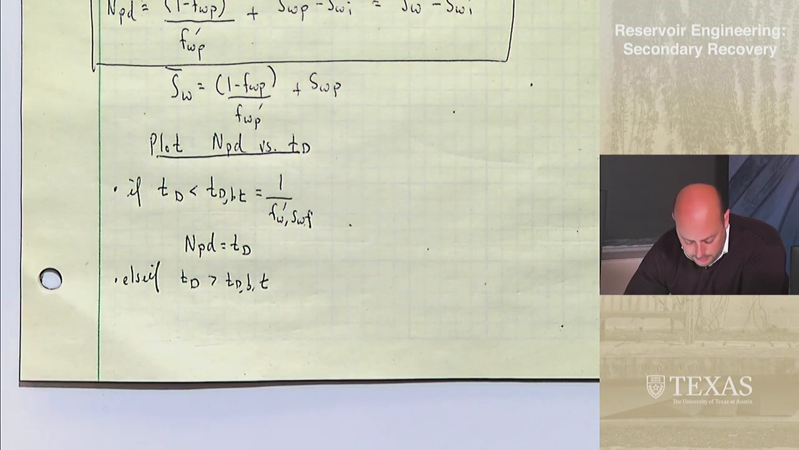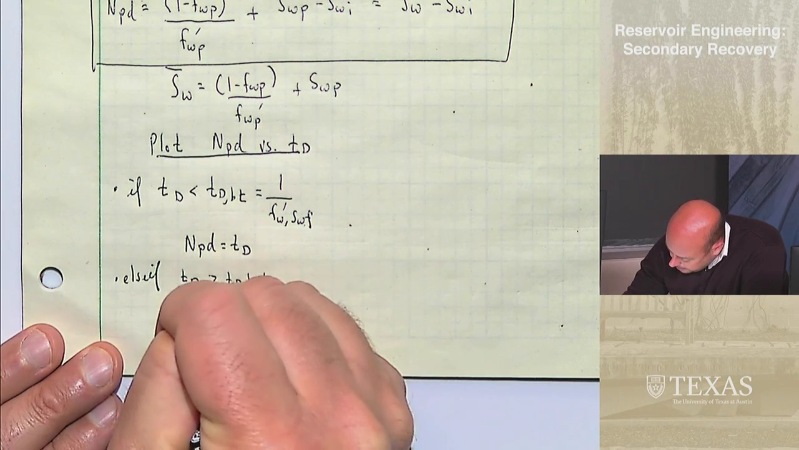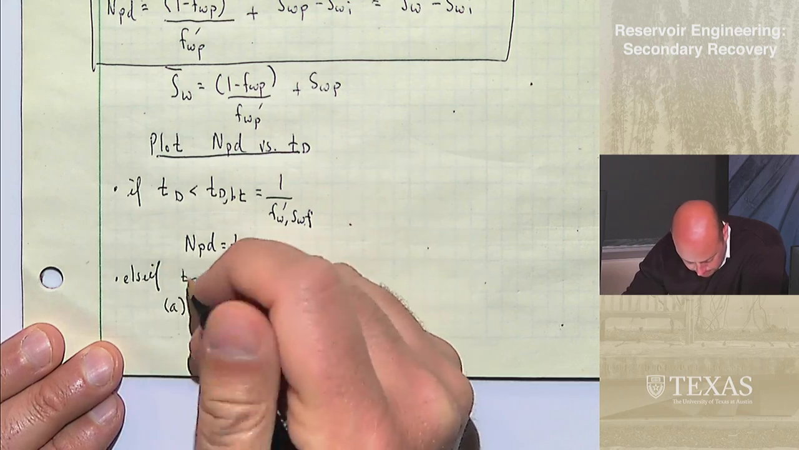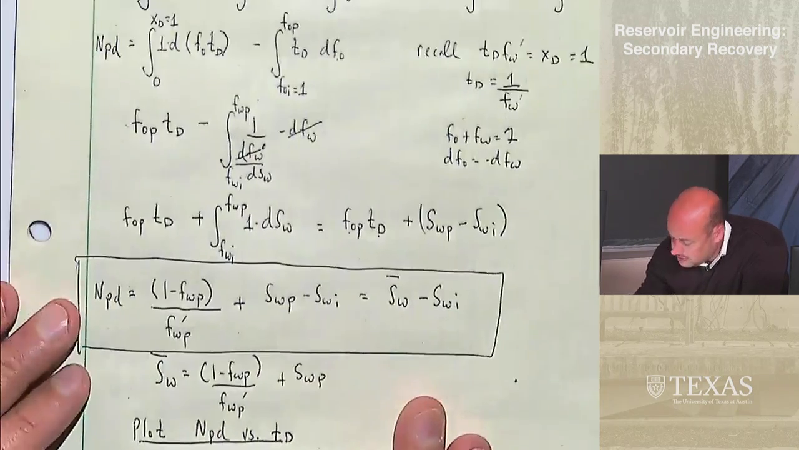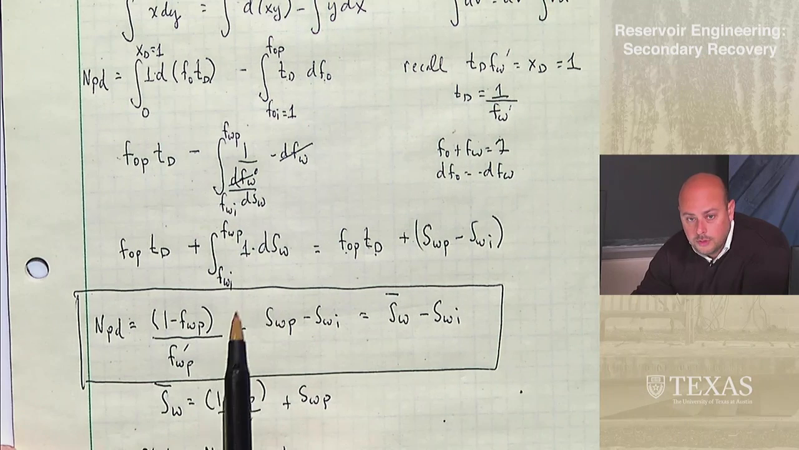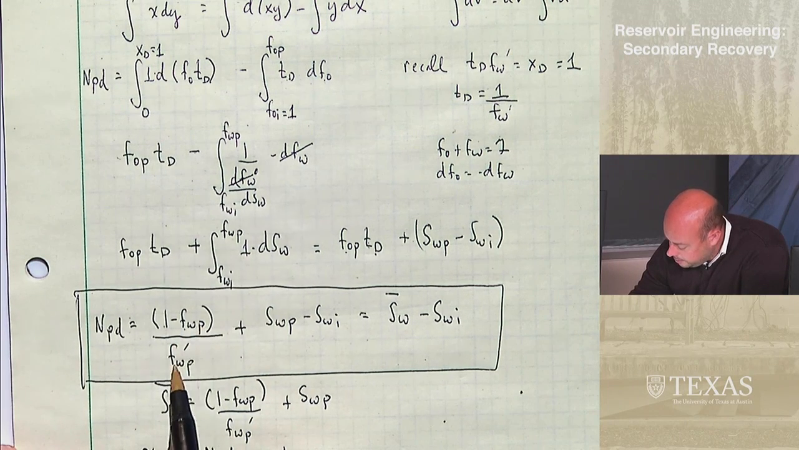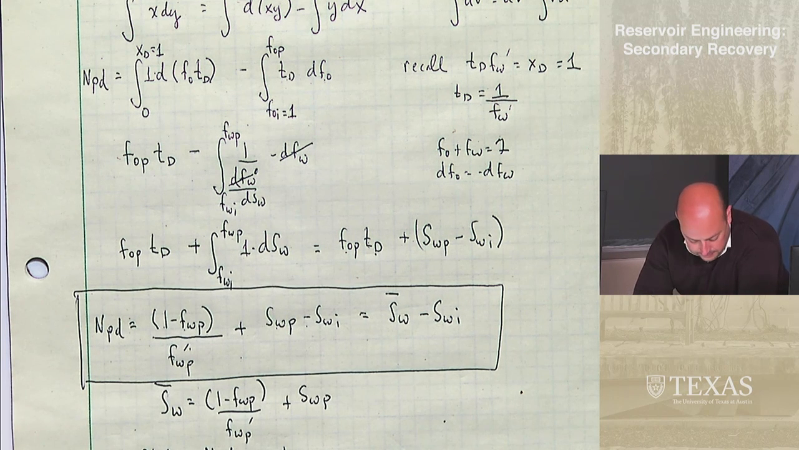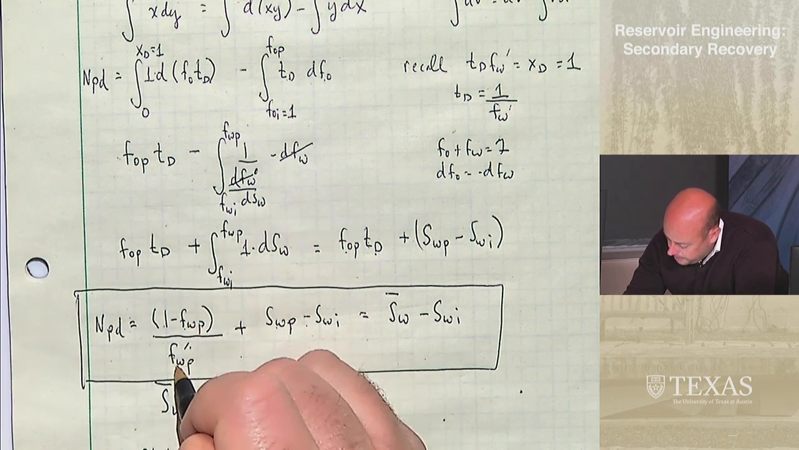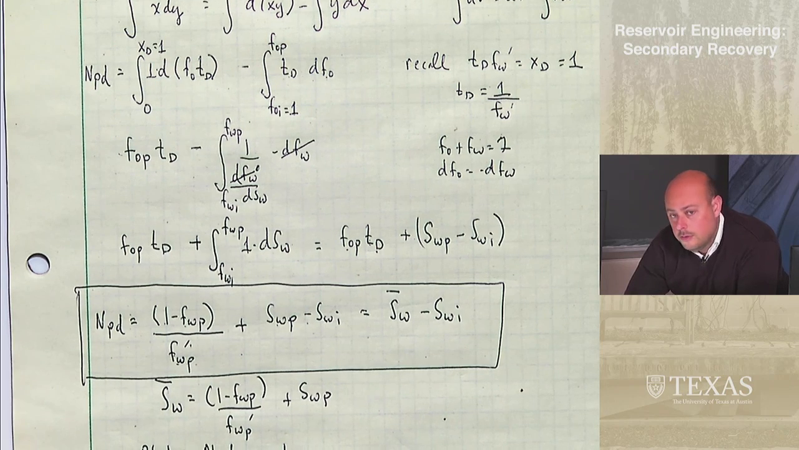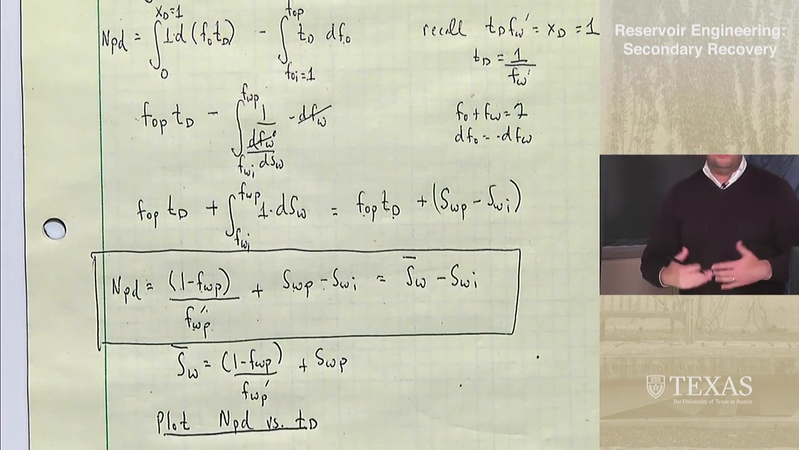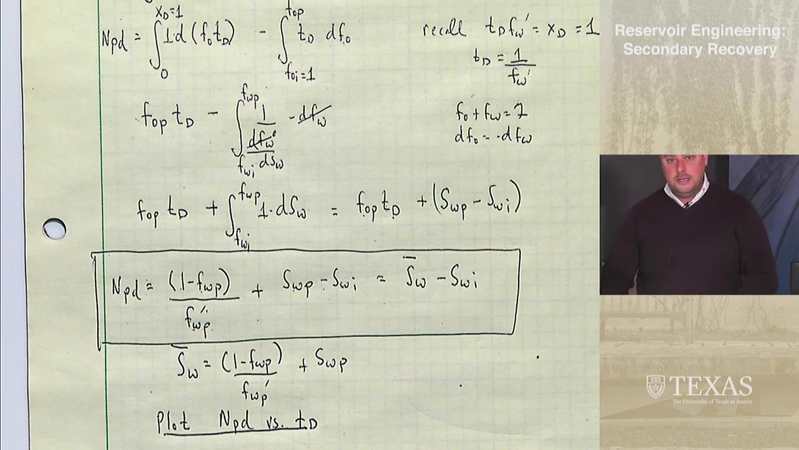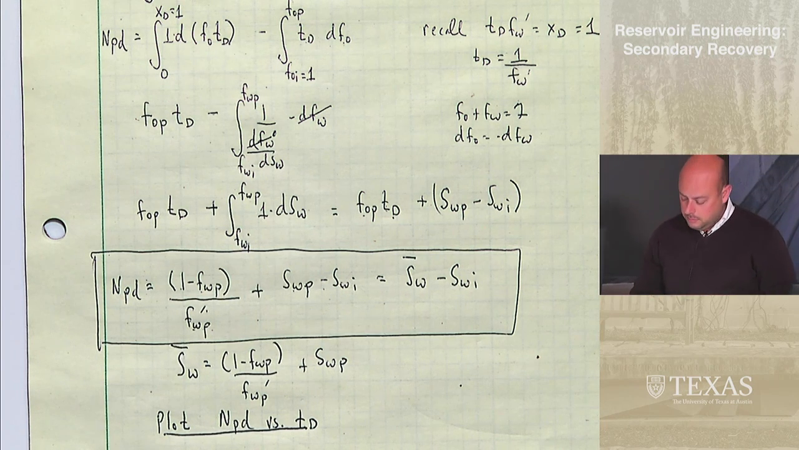I don't have much room to write here, but I'll try to do it at the bottom here. The first thing you do is, well, you got to use this formula, right? So NPD is 1 minus FWP over FWP prime plus SWP minus SWI. Okay, well that means you need to know SWP, FWP, and FWP prime. The subscript P stands for production well. So this is at XD equal to 1, at the producer well.